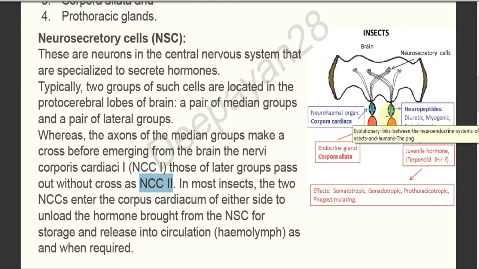So now what is the function of this extension, this axon or this nerve? Whatever secretion is there from this particular point, from the cells, they will secrete, and it will be deposited into the next part. That is known as what? Your corpora cardiaca. One pair of corpora cardiaca will be there, connected with your median and lateral group. Here one and here also one. That means whatever secretion or hormone is secreted in the brain will be released into another gland, that is your corpora cardiaca. Clearly understood?